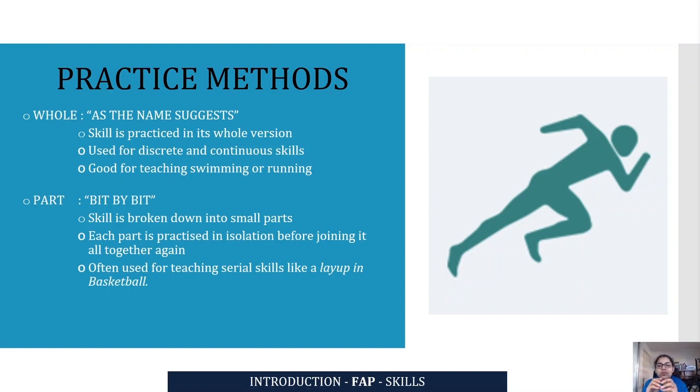So this works for when the technique is whole, the movement is whole. Part by part works for skills that can be broken down into different pieces. So you can break it down, learn them each individually and efficiently, and then bring it back together. Each part is practiced in isolation, and it can be used to teach serial skills like a layup in basketball, for example. Any questions so far?